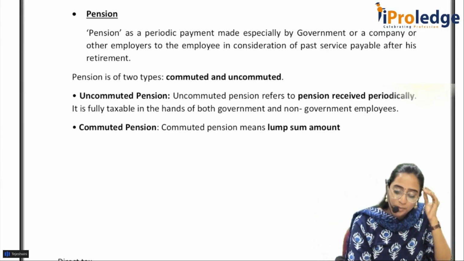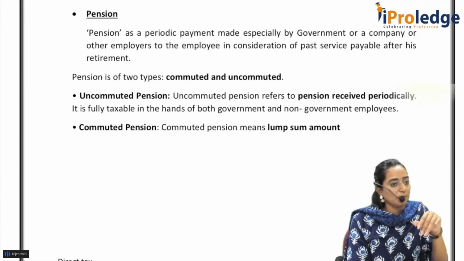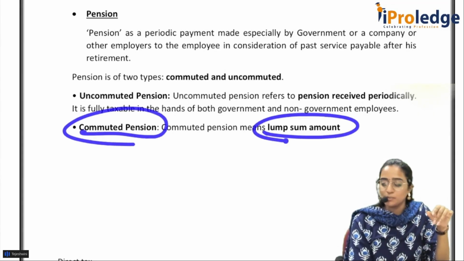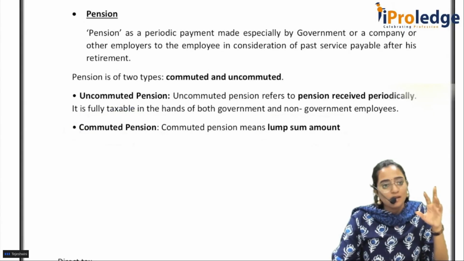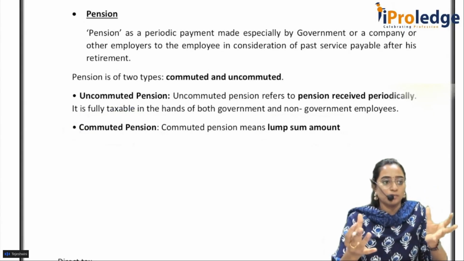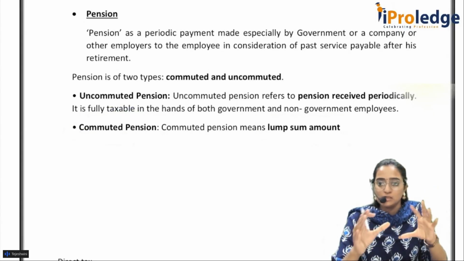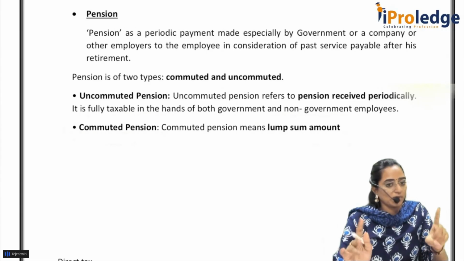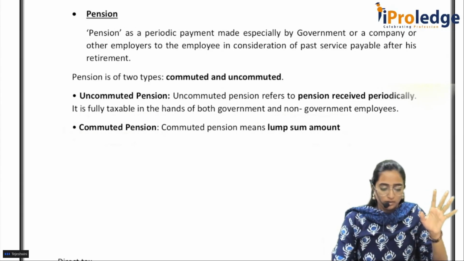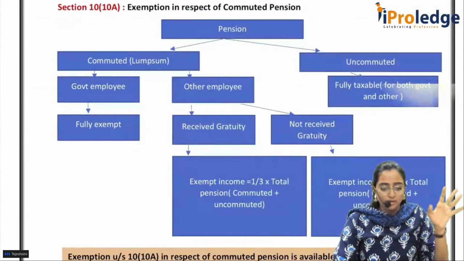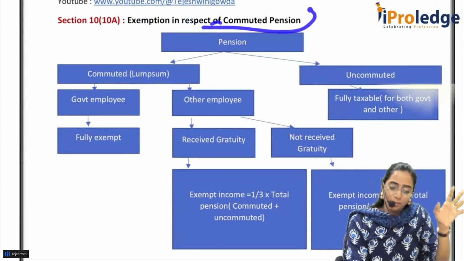So these periodic pensions, received on periodic dates, we call uncommuted pension. Commuted pensions are those which you receive in lump sum. Lump sum means in total, one short settlement. Everyone? Now, exemptions in respect of commuted pension.